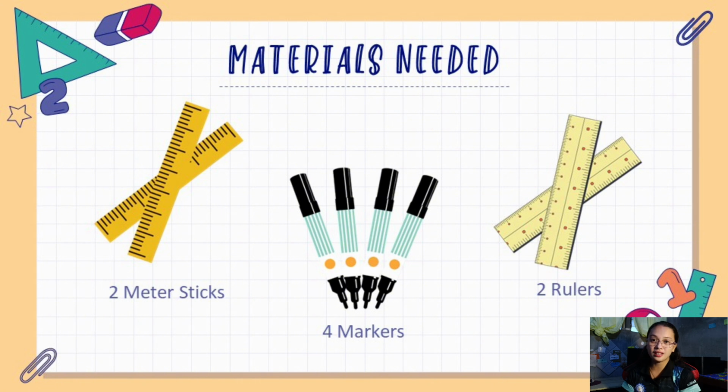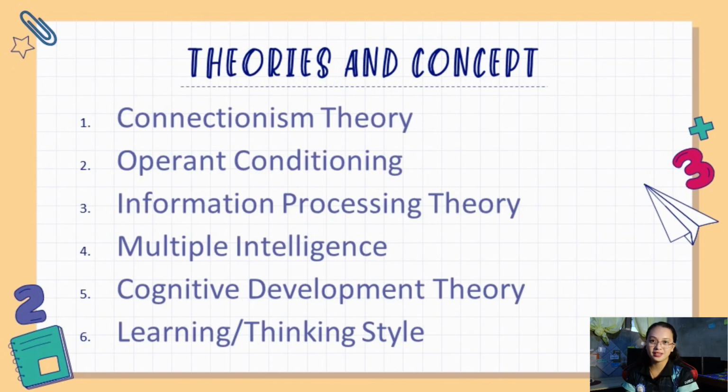So, groups 1 and 3 will use the rulers since their assigned unit of measurement is centimeters and feet. And groups 2 and 4 will use the meter sticks since they need to measure in meters and inches. In line with all this, we anchor this Measure Quest activity to 5 learning theories: the connectionism theory, operant conditioning, information processing theory, multiple intelligence, and cognitive development theory. We also consider the concept of learning thinking styles of students to make the activity more learner-centered.